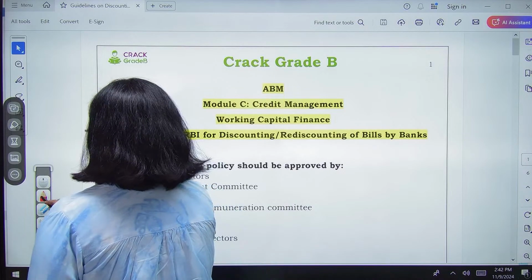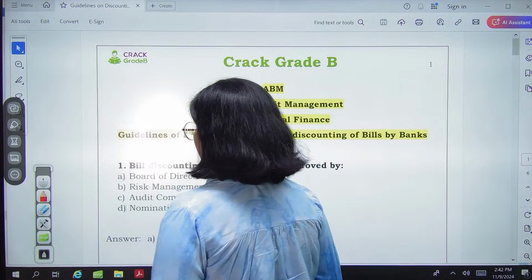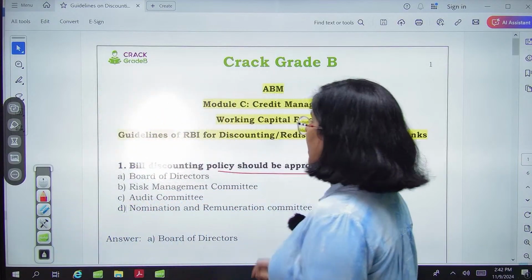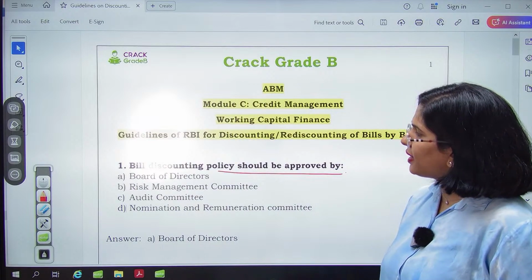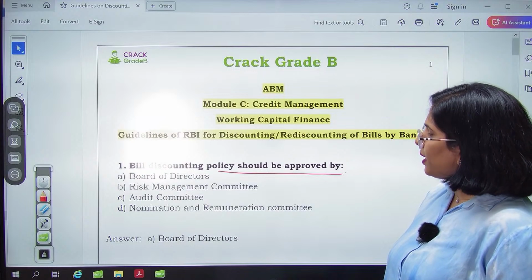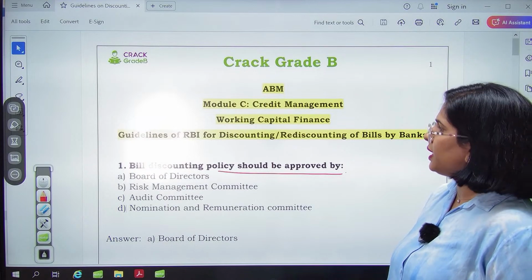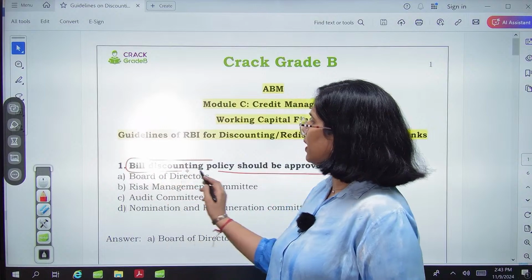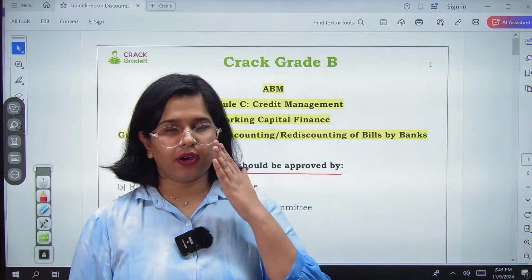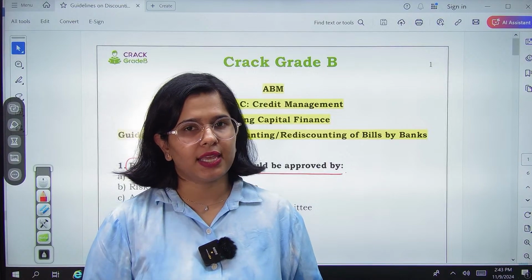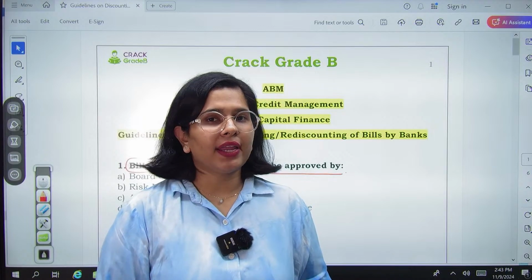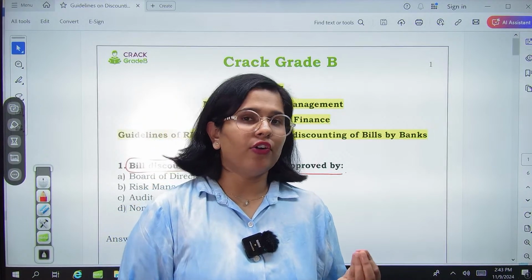Okay. So number one question that we have is, bill discounting policy should be approved by Board of Directors, Risk Management Committee, Audit Committee, Nomination and Remuneration Committee. ठीक है, आपसे पूछा है bill discounting policy. Again, this question is going to appear in various topics. Fine. Because here what we are trying to analyze is the authority of board of directors.